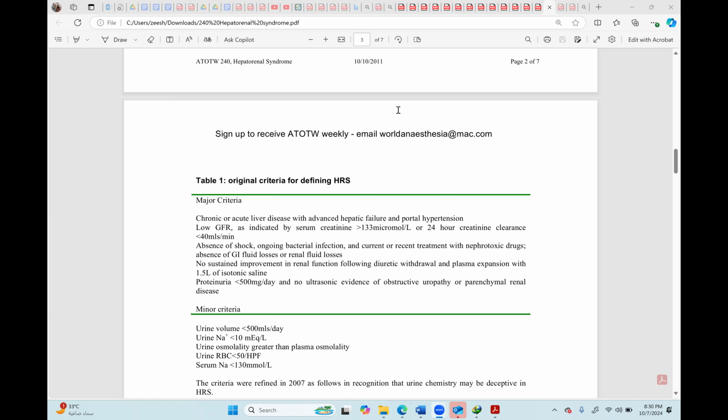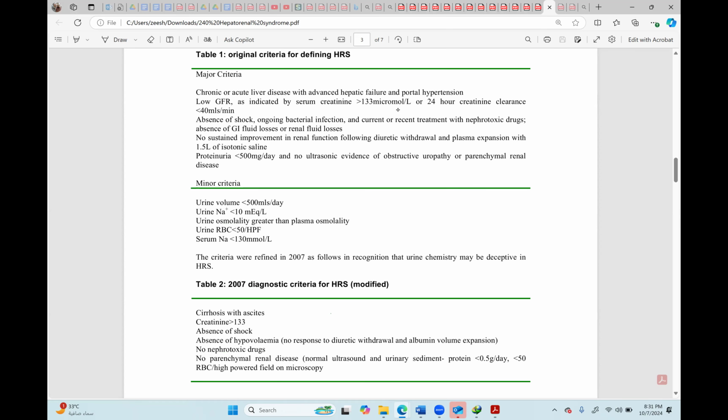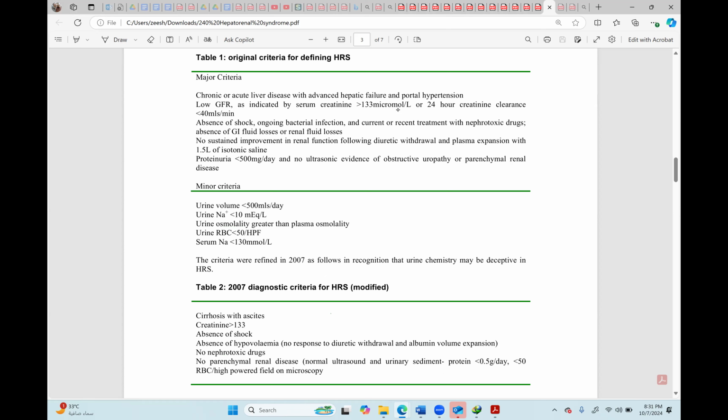Absence of shock, ongoing bacterial infection, and recurrent or recent treatment with nephrotoxic drugs. Absence of GI fluid losses or renal fluid losses. No sustained improvement in renal function following diuretic withdrawal and plasma expansion with 1.5 liters of isotonic saline. Proteinuria less than 500 milligram per day and no ultrasonic evidence of obstructive uropathy. Actually, you can say that in the absence of other predisposing factors, if renal failure occurs in a patient with cirrhosis, that will be labeled as hepatorenal syndrome.